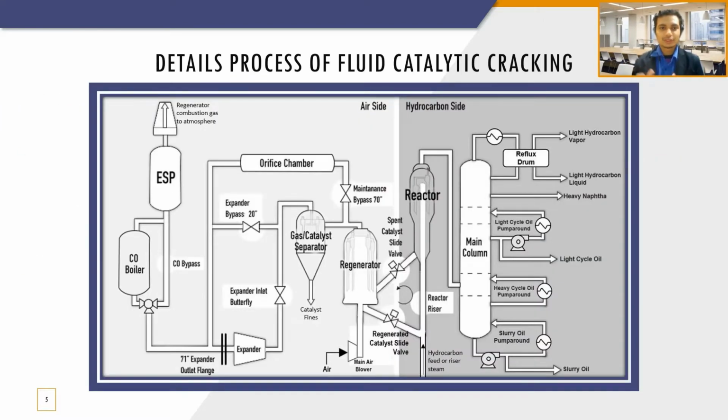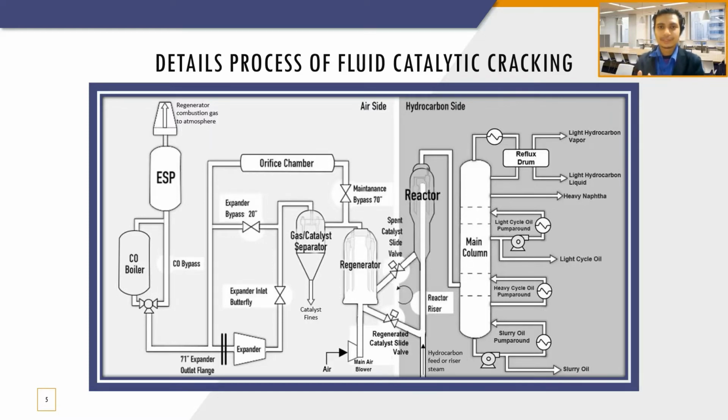Now, let's move on to the detailed process of fluid catalytic cracking. The fluid catalytic cracking unit is divided into 2 parts, which are the air side, the left side of the picture, and the hydrocarbon side. The regenerator and flue gas system comprise the air side of the FCC, while the distillation column and reactor comprise the hydrocarbon side. Firstly, for the process, the heavy liquid hydrocarbon is fed into the reactor, as you can see from the picture, and it mixes with a catalyst.